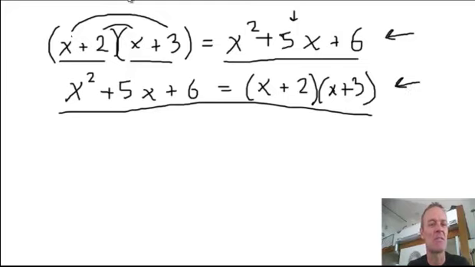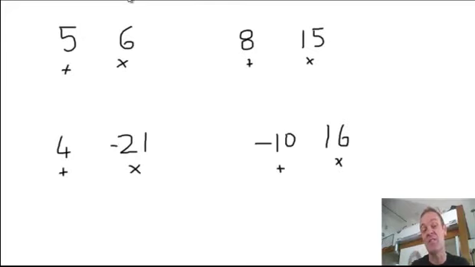So I'm factoring x squared plus 5x plus 6. Right, let's have a look at this. What's two numbers that make 6 when you multiply, that make 5 when you add? 6 when you multiply and 5 when you add. 3 and 2. Right, let's write those down. Those are two numbers. Okay, what's two numbers that make 15 when you multiply, that make 8 when you add? 3 and 5, 5 and 3. It doesn't matter which way around you write them.